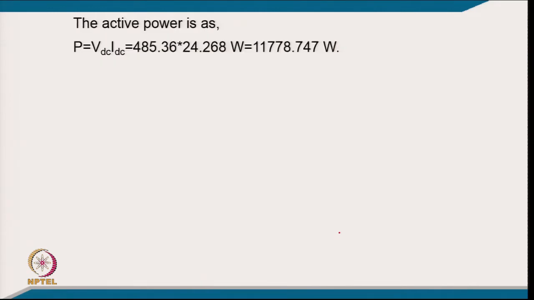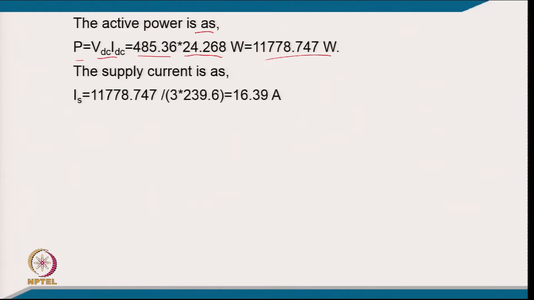it comes to 24.268 ampere. And now we can calculate the active power, because P equals VDC into IDC. We already got the value of VDC, 485.36, into 24.268. So, it comes to 11,778.747 watt. Now, we can find out the supply current, because we got the active power consumed by the load: 11,778.747 divided by 3 into 239.6, with unity power factor on the supply.